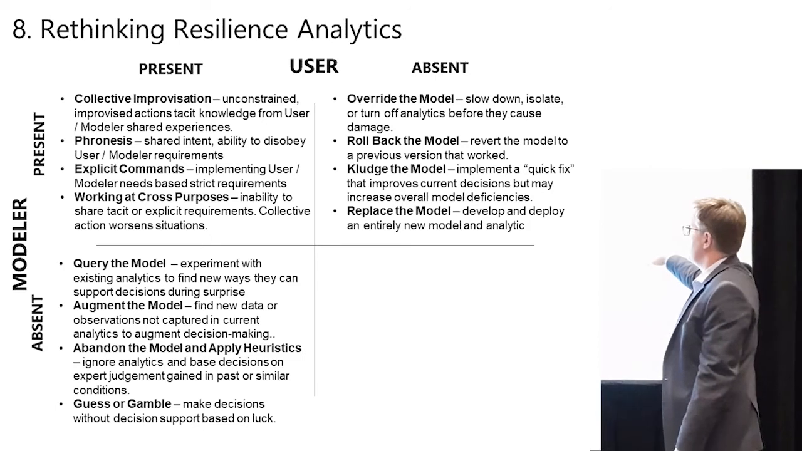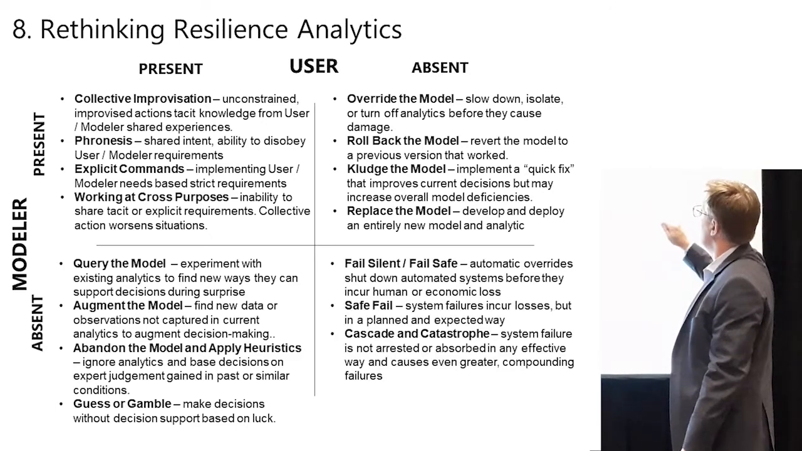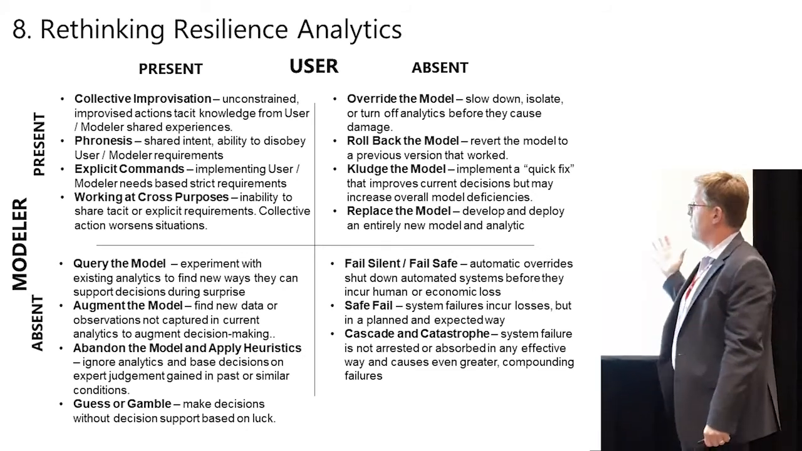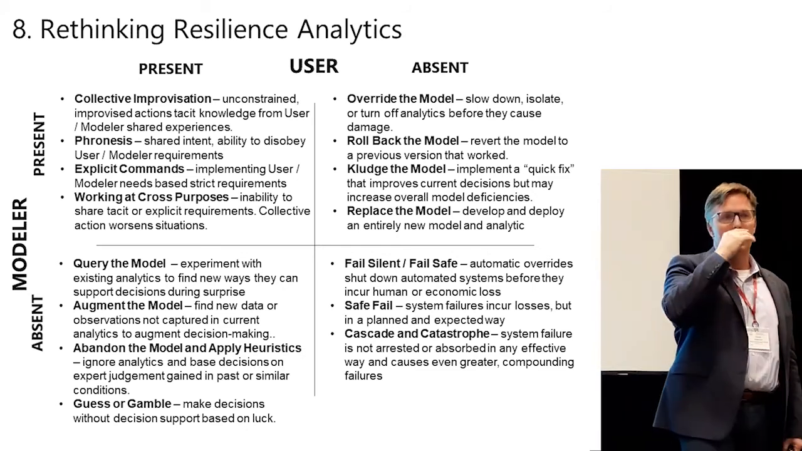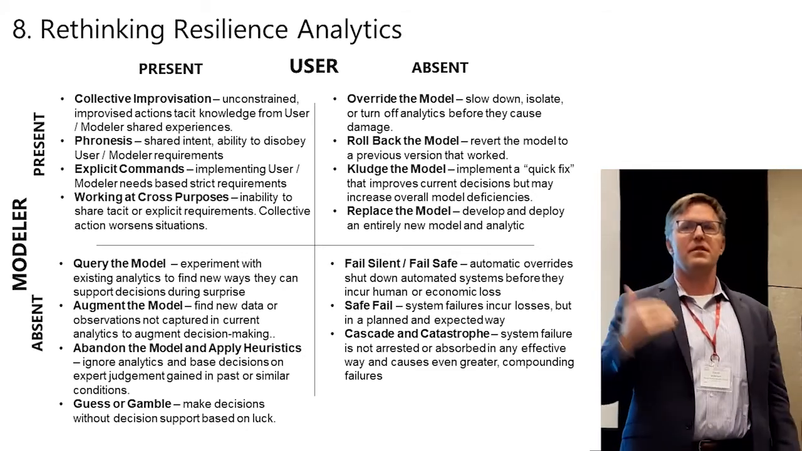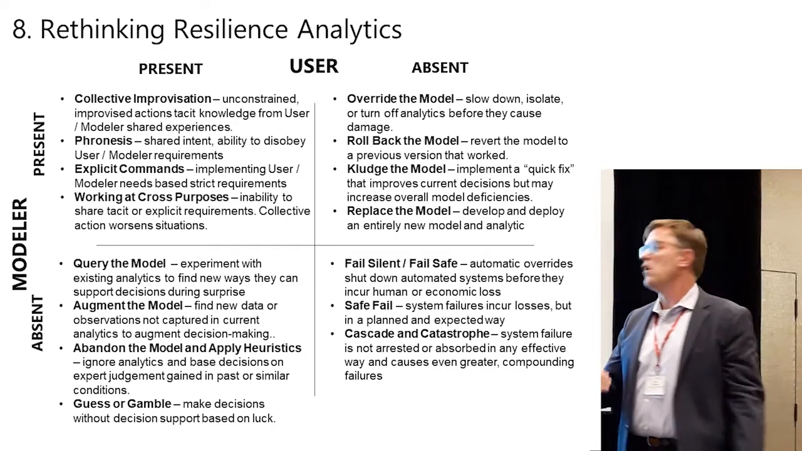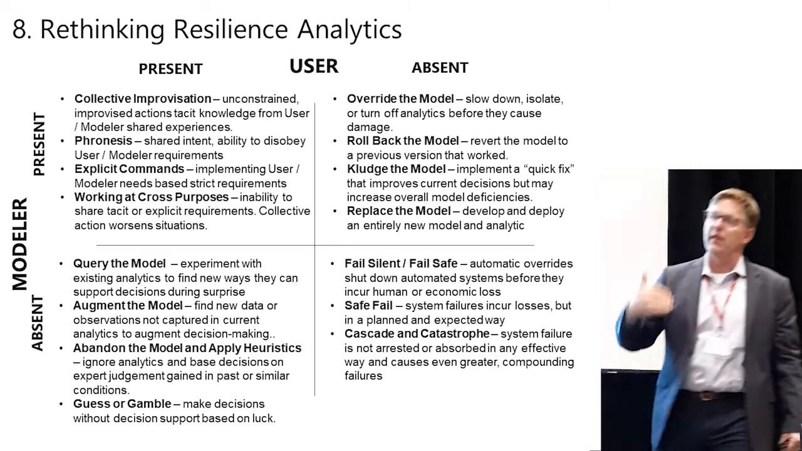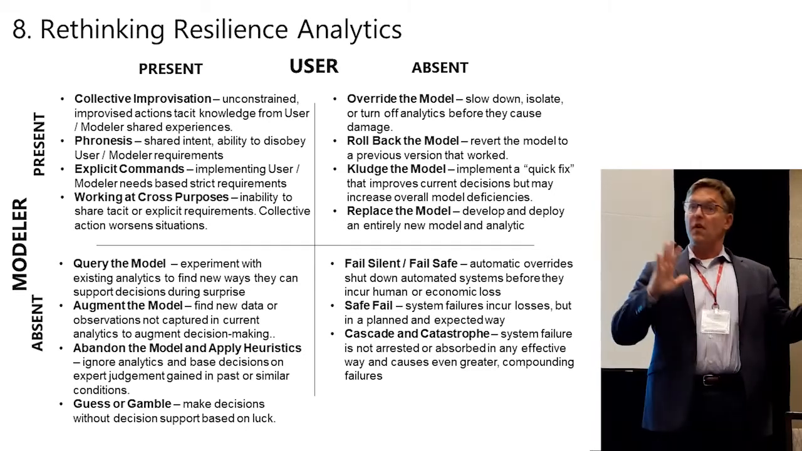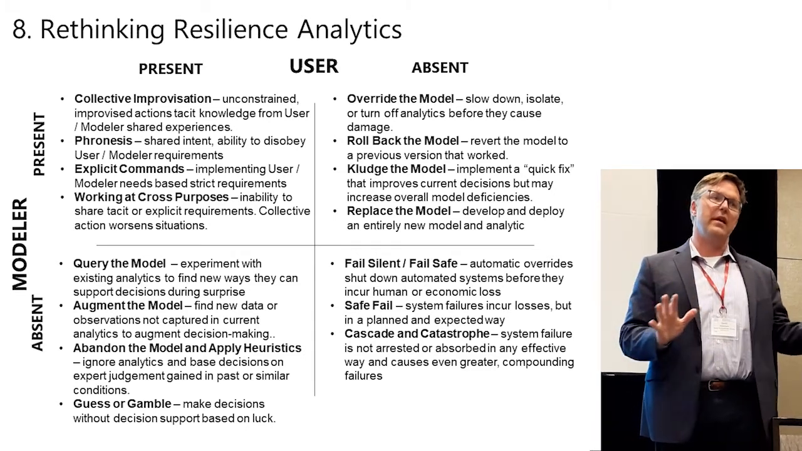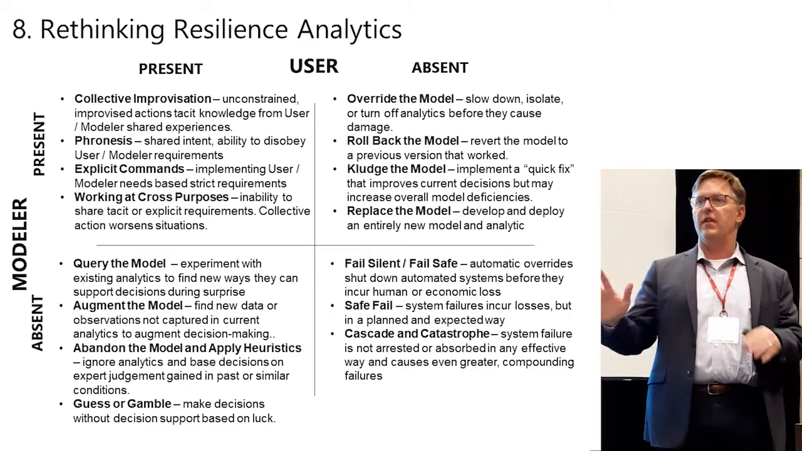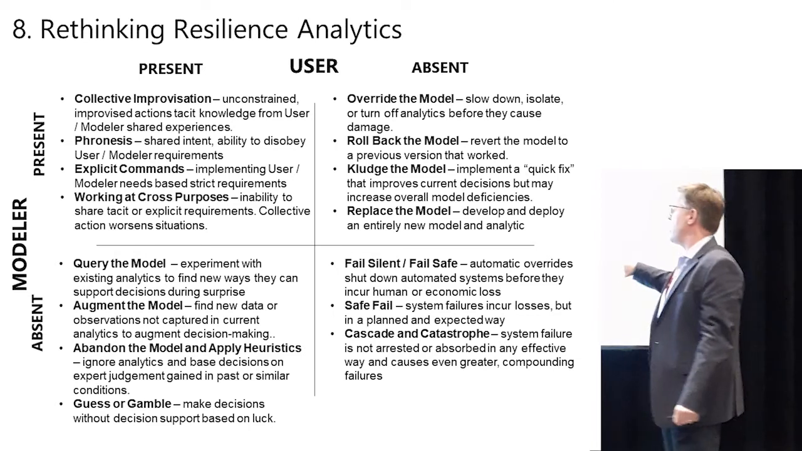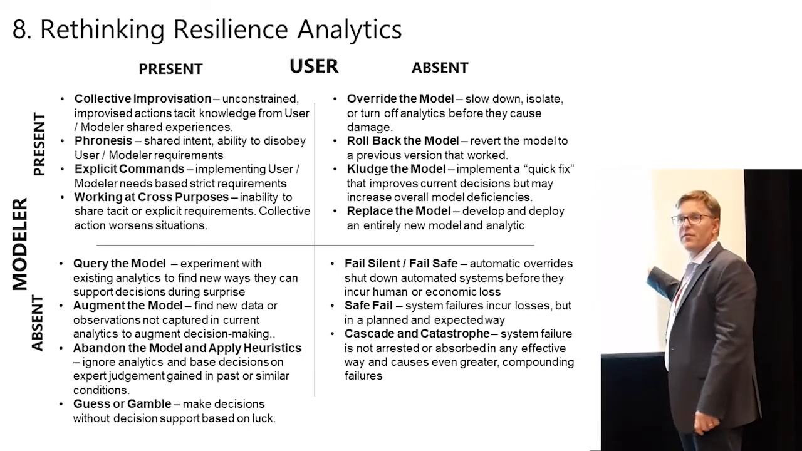And then the final situation is what happens when both the user and the modeler are absent. This is where real systems design becomes important. To what extent can we design systems that fail safe or are safe to fail? They have been designed so that when they fail in particular ways, there is damage, but that damage is mitigated. We see this in floodplains and other places where these decisions are made up front. The whole idea is to avoid cascading catastrophe.